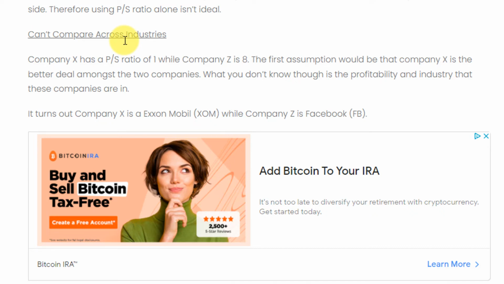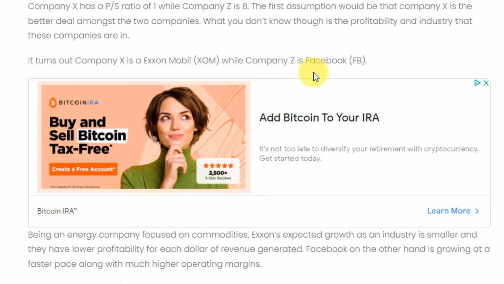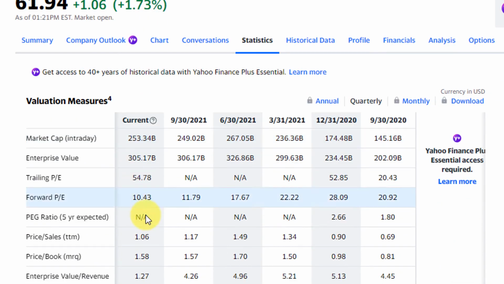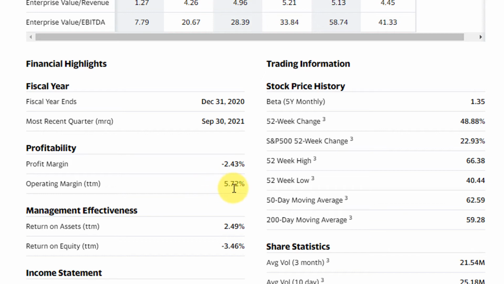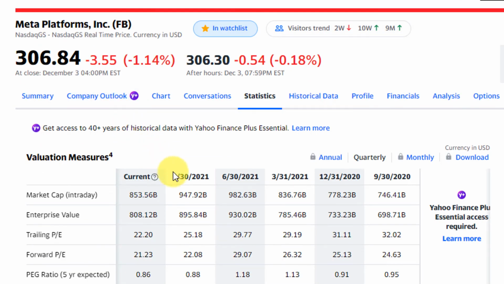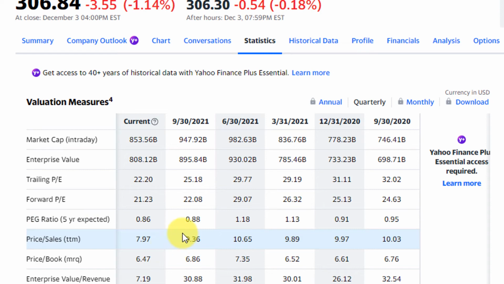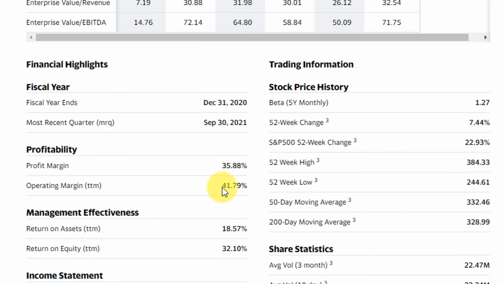It tends to be where technology companies are going to have higher multiples because there's more growth potential there and they have higher gross margins versus something like energy. Comparing ExxonMobil versus Facebook would be a perfect example. ExxonMobil trades at a price to sales ratio of close to 1, but looking at their operating margin, it's only 5.7%. Facebook or Meta Platforms, on the other hand, is trading at a price to sales ratio close to 8, which is much higher, but at the same time, their operating margin is 42%. And to boot, Facebook is growing at a much faster pace than something like ExxonMobil. If you watch any of my portfolio update videos, you know that I would rather own something like Facebook.